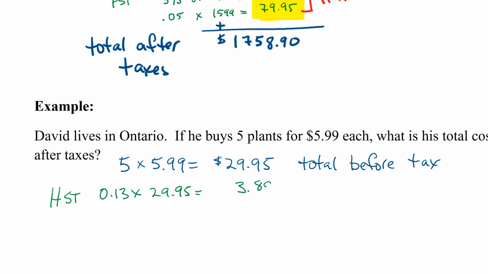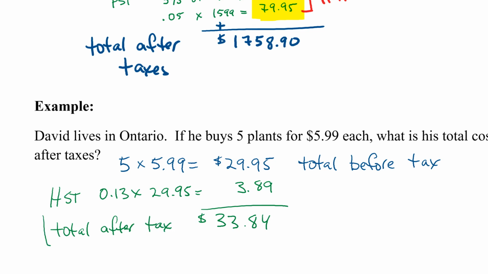$3.89. Now again, I need to add together my total before the tax, and in this case it's only one tax, and I will get $33.84. And that represents my total after the taxes. What is the total cost after the taxes? Total after tax. Maybe I'll put a nice little box around it and say, there's my answer. Okay.